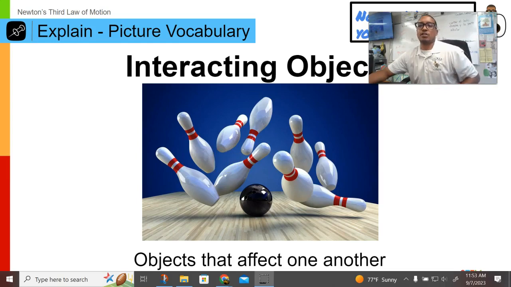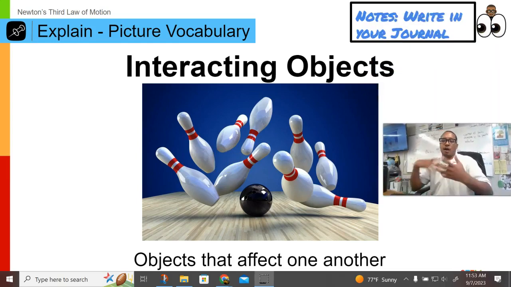All right, here. Go ahead and take this note. So pause the screen and take the note. I'm going to explain it right now. So interacting objects. These are objects that can affect one another. So here's an object. Here is another object, right? Here's another object. And when these come into contact, now we're going to call them interacting objects. Just like right here with the bowling ball and the pins, you can see that the bowling ball is moving. The pins are not. So the bowling ball is in motion because it's moving from one point to another.